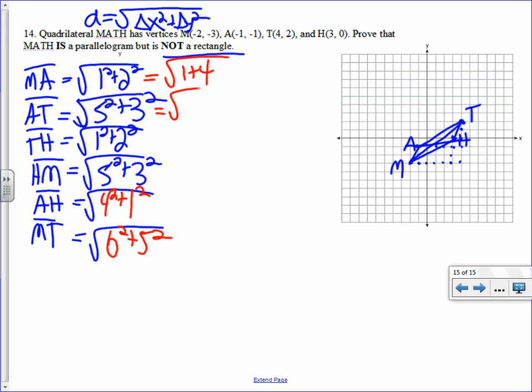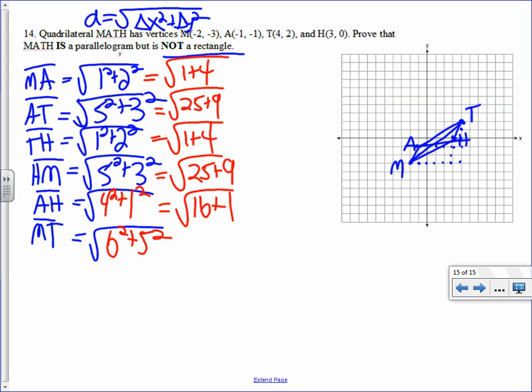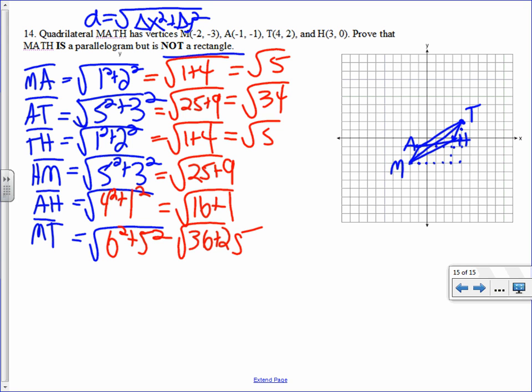1 plus 4. 25 plus 9. 1 plus 4. 25 plus 9. 16 plus 1. 36 plus 25. Radical 5. Radical 34. Radical 5. Radical 34. Radical 17. Radical 61. That's the hard part. And the hard part only gets you 2 points.